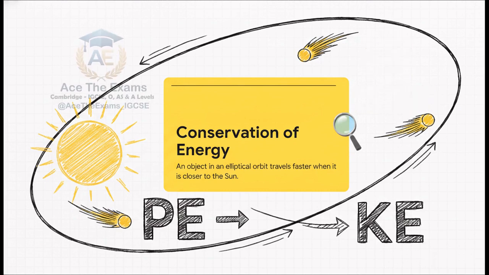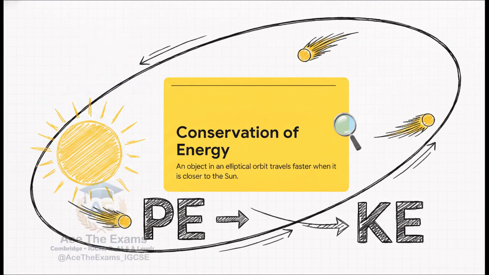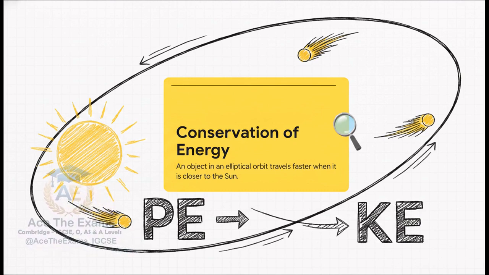Because an object in an elliptical orbit has a continuously varying distance from the sun, its gravitational potential energy is constantly changing. When the comet is out at the furthest edge of its orbit, its gravitational potential energy is at its absolute maximum. That means its kinetic energy, and therefore its orbital speed, must be at an absolute minimum to conserve total energy. As the comet falls inward, getting closer to the sun, that stored potential energy rapidly transfers into kinetic energy, causing the comet to travel much faster.